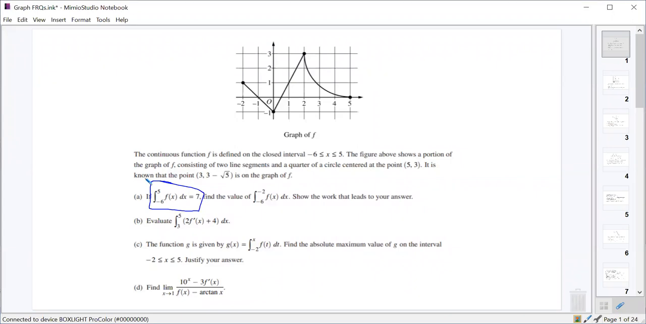So the integral from -6 to 5 of f of x ought to equal the integral from -6 to -2 of f of x plus the integral from -2 to 5 of f of x. Would you all agree with that? That's just how integrals work, right? The integral from a to c is a to b plus b to c. Okay, so the integral from -6 to 5 of f is 7.